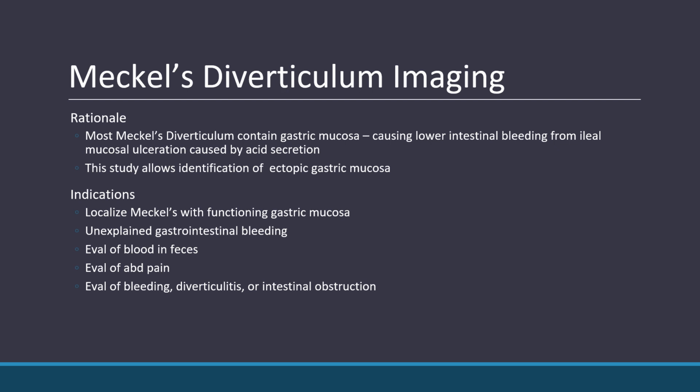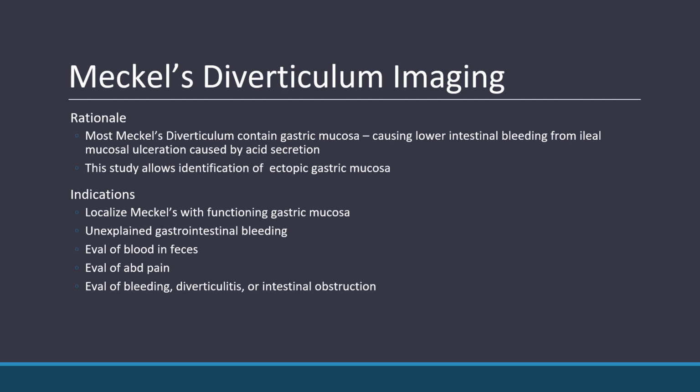So most Meckel's diverticulum contain gastric mucosa, causing the lower intestinal bleeding from the ileal mucosa ulceration caused by the acid. Your environment in the lower intestines is not meant to be able to withstand the acid that's secreted by gastric mucosa, and so it's extremely irritating to that tissue. This Meckel's diverticulum imaging will allow for identification and localization of ectopic gastric mucosa.